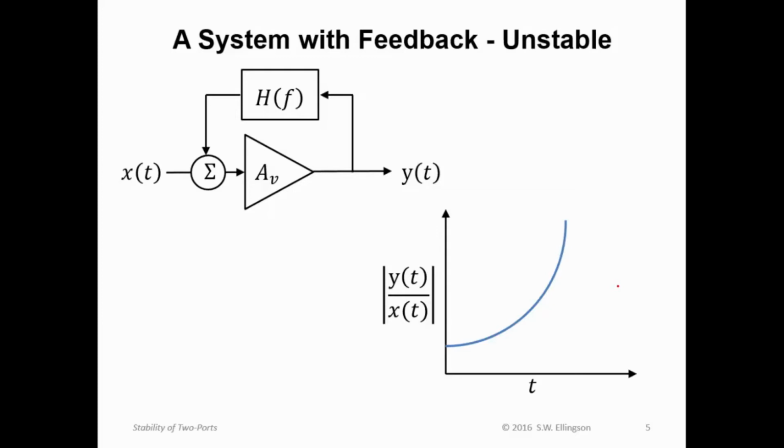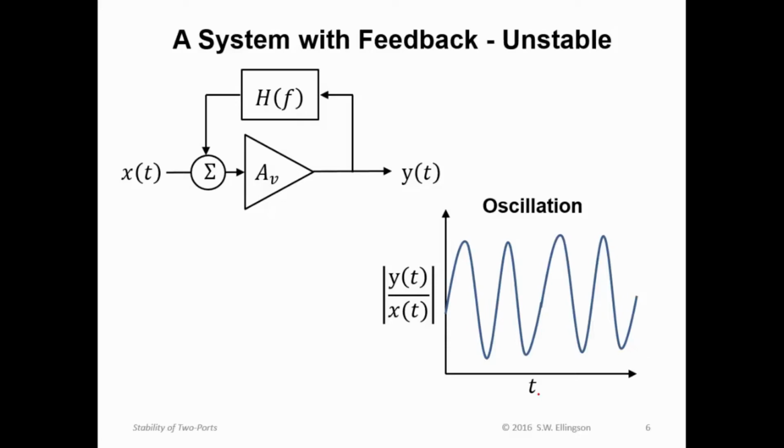An example of a system which is unstable is a system of the type I showed in the previous slide with feedback, but now the feedback results in a situation where the ratio of the output voltage to the input voltage, which is the gain in some respect, is a function of time. And here's a positive feedback situation in which the gain keeps increasing as a function of time and increasing in an unbounded way. So clearly that is an undesirable situation, at least for amplifiers.